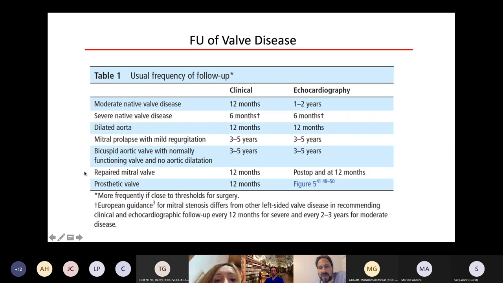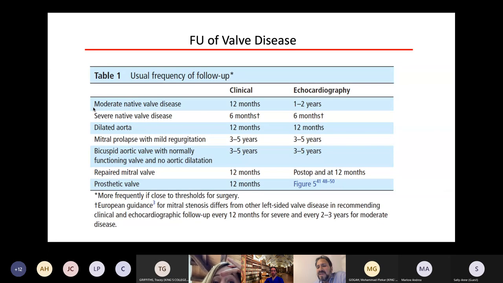Now, this I thought would be useful in terms of what is our frequency of follow-up based on our guidelines. Now, you will have noted from the prevalence of valve disease and the epidemiological slides that I presented that in general, moderate valve disease is not usually a cause of an individual's symptoms. Now, there are exceptions to this, but generally we feel that they can be followed up usually on a 12-monthly basis with echocardiograms and a clinical assessment.